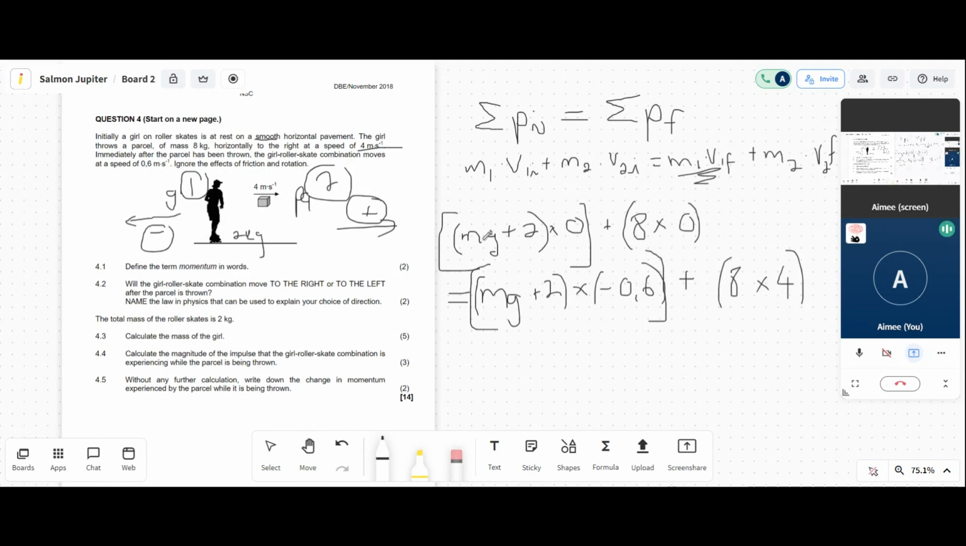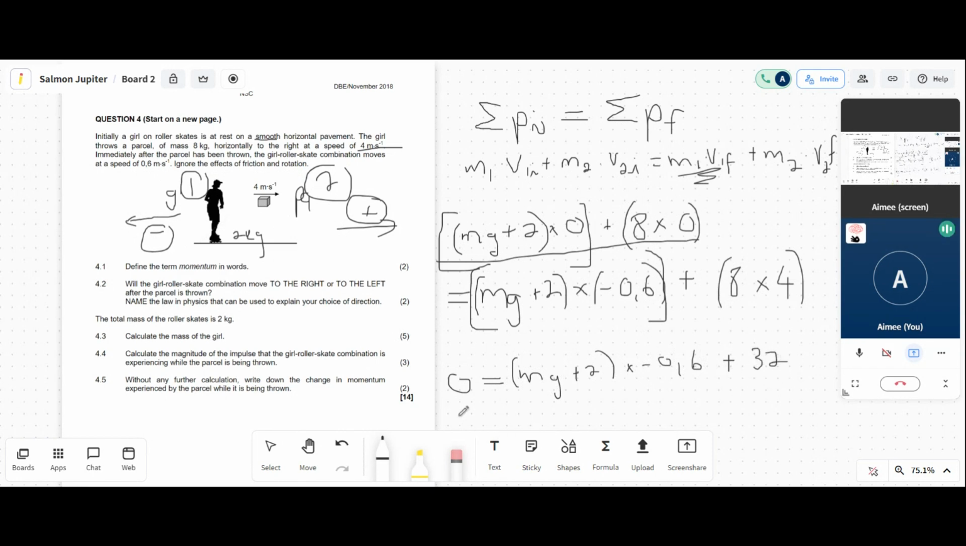So what we're left with is that the entire left-hand side of the equation becomes 0, because anything times 0 is 0, and 0 plus 0 is 0. So we say 0 is equal to (mg plus 2) times negative 0.6 plus 8 times 4, that's 32.